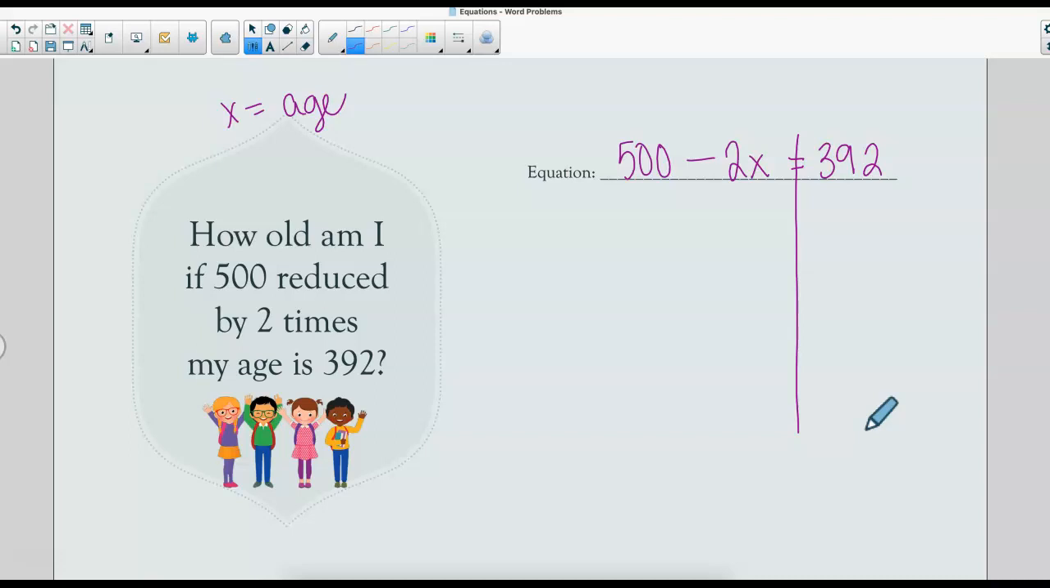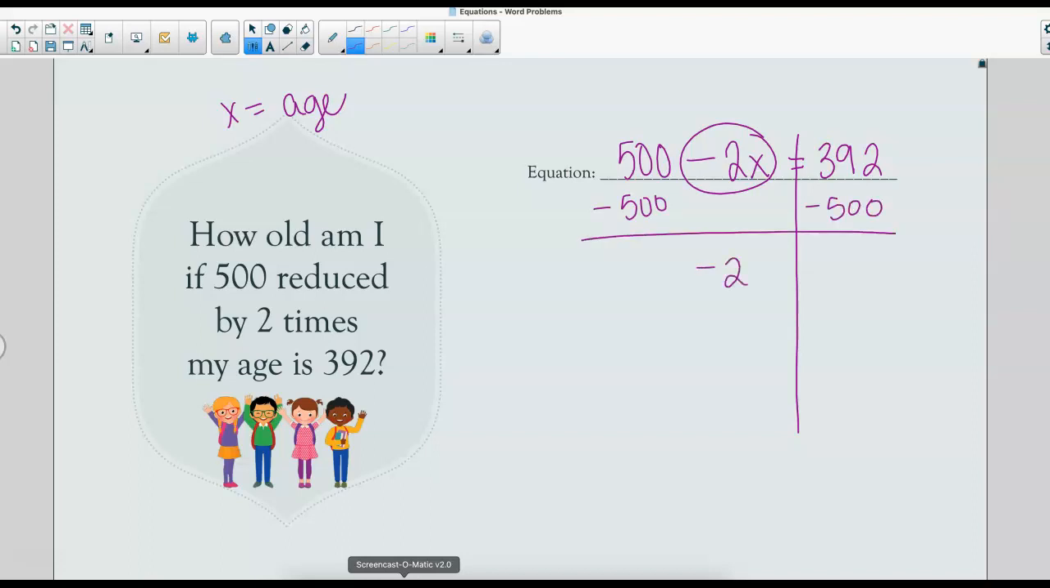What should I do first to solve this? Subtract 500. This minus sign is attached to the 2, right? So this is a positive 500. We have to put minus 500 on both sides. Negative 2x equals 392 minus 500 is negative 108. And divide by negative 2. X equals 54. So the age is 54 years old.